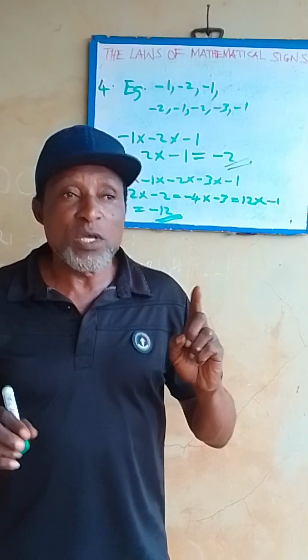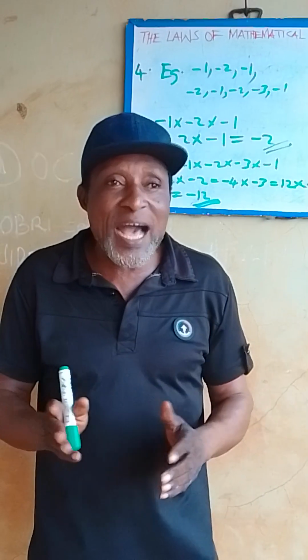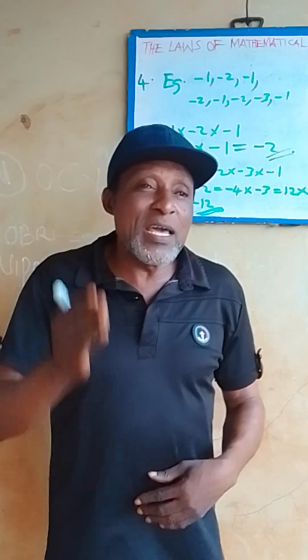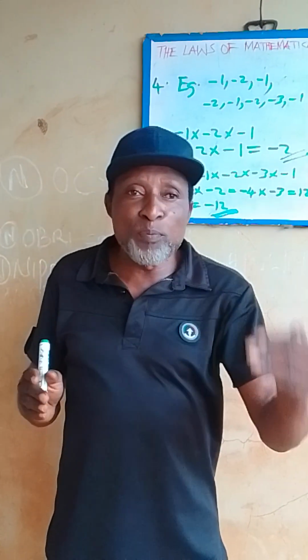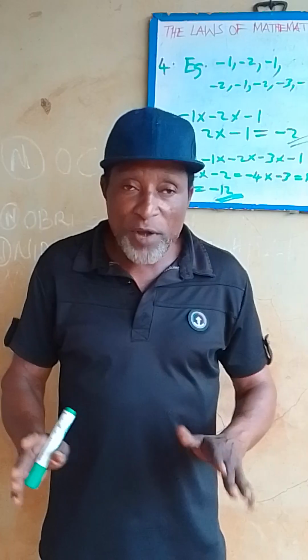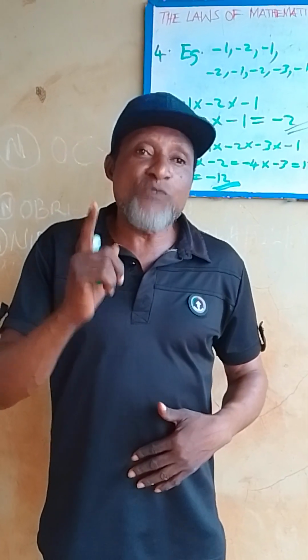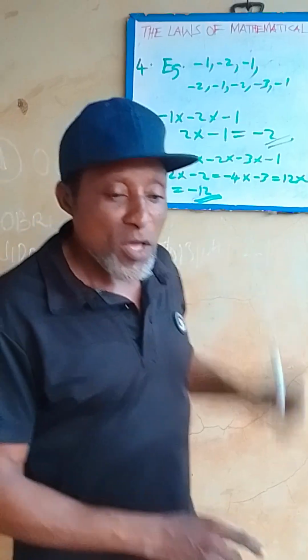Take note of these laws because they are very, very important. Sometimes we mix their signs up, and you know, in mathematics, when you miss a particular sign, you are off. Where you are supposed to put plus and you put minus, from that point down, the answer will not be correct. So now, we are done with law 4. We are going to look at law 5.